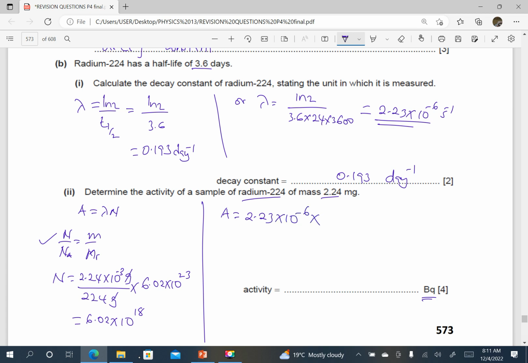That is the decay constant times N. We have got N as 6.02 times 10 power 18. So this is 1.3 times 10 power 13 becquerels.